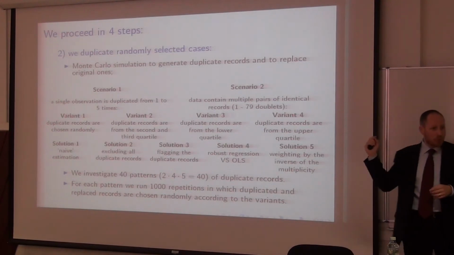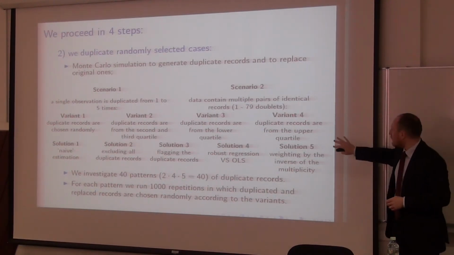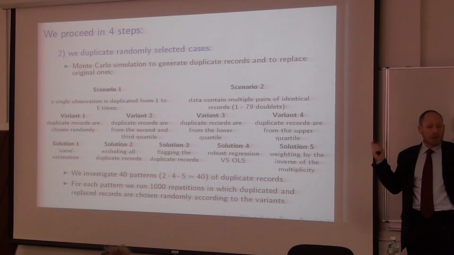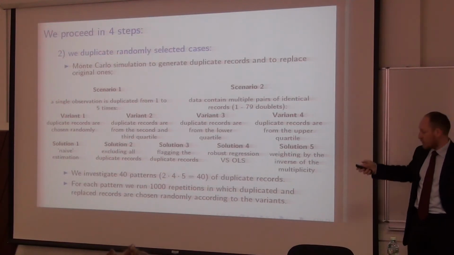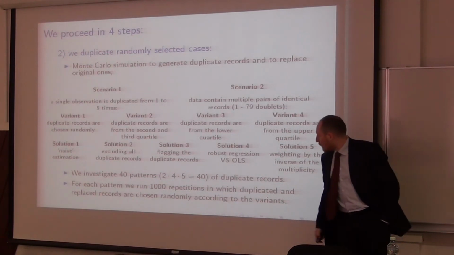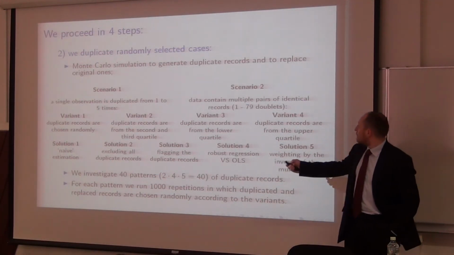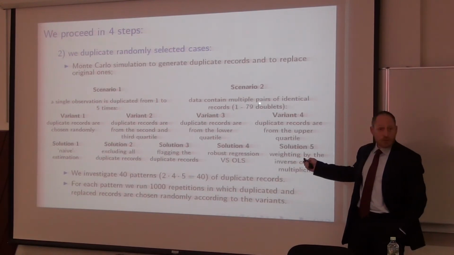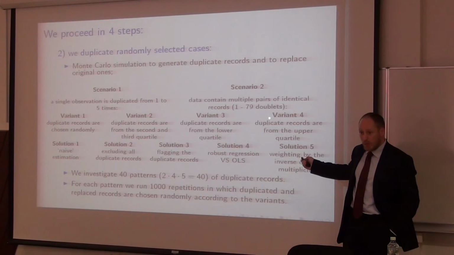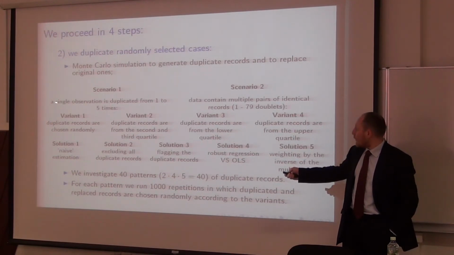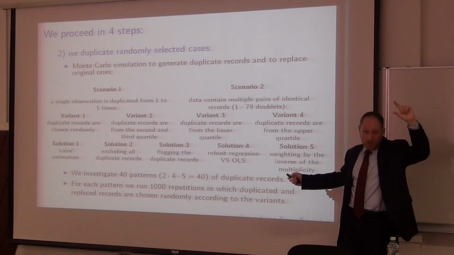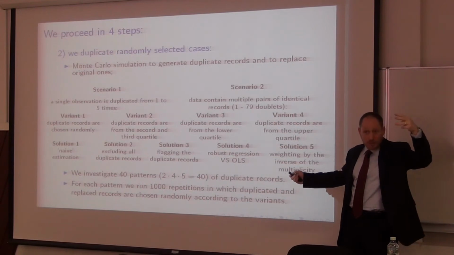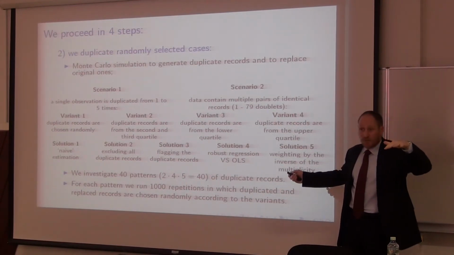Second step, and here is where the Monte Carlo comes in. It's a bit crowded, but I'll try to go stepwise. So we now duplicate randomly selected cases. Here is where we create our duplicated observations. We start with 2 alternative scenarios because we are interested in various patterns of duplicate observations. The first one is when one observation is duplicated from 1 to 5 times. So we take one observation and duplicate it 1 time, so we have a doublet. We duplicate it 3 times, we have a triplet. 4 times, quadruplet, up to 5. Okay?